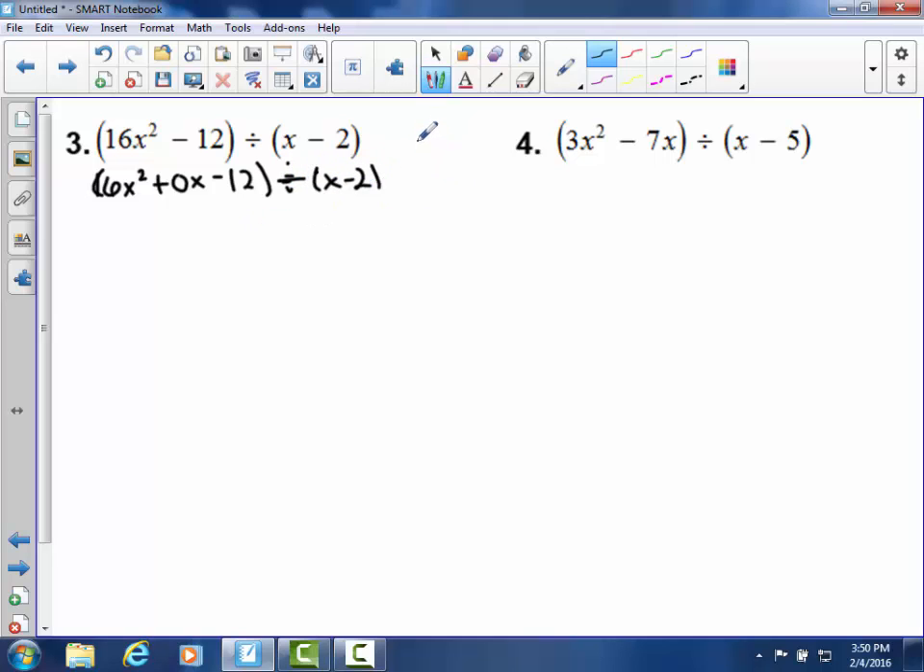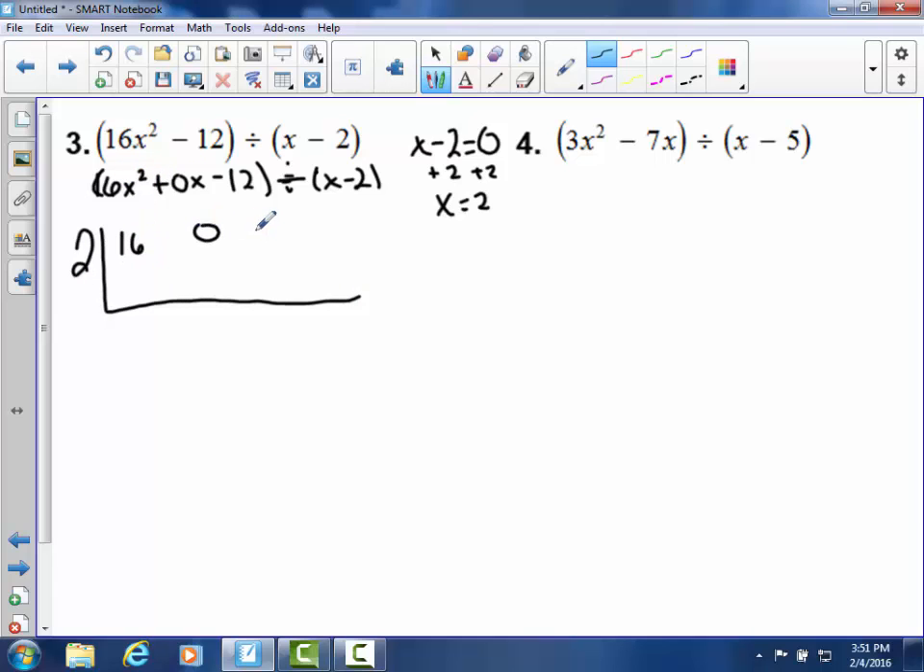Okay, and to find out what we're dividing by for our synthetic division, we'll say x minus 2 equals 0. We add 2 to both sides, and so x equals 2. Alright, so we set it up. 2 on the outside. Then we'll have 16, 0, and negative 12.